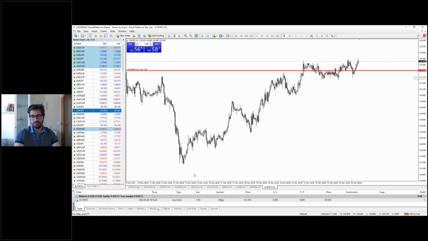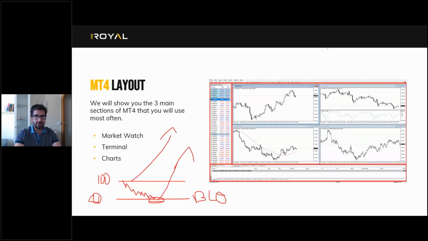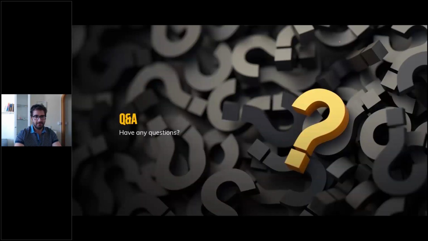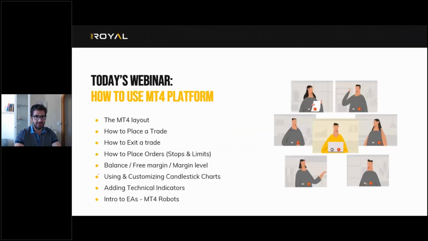It takes time, it depends on how long it takes. So this is the limit order, the meaning of limit order and how to use it. Let's continue to talk about the previous sections here, which are what is the balance, free margin, and the margin level.